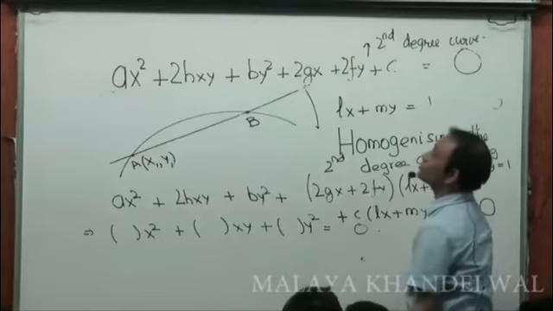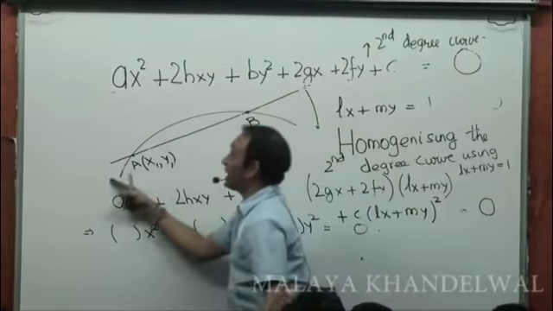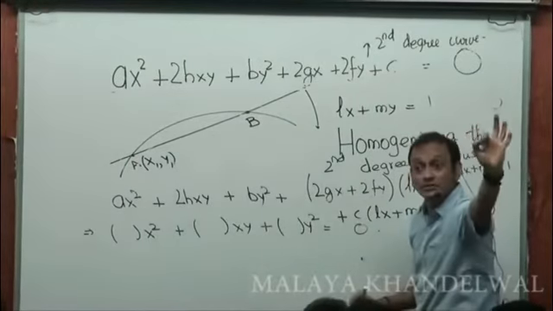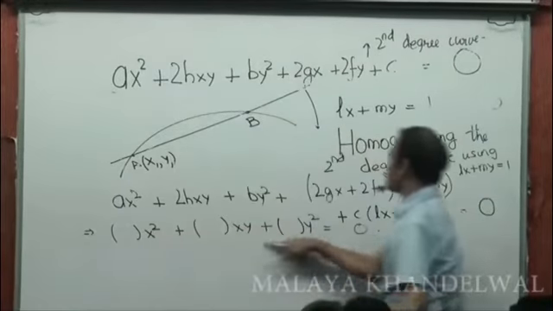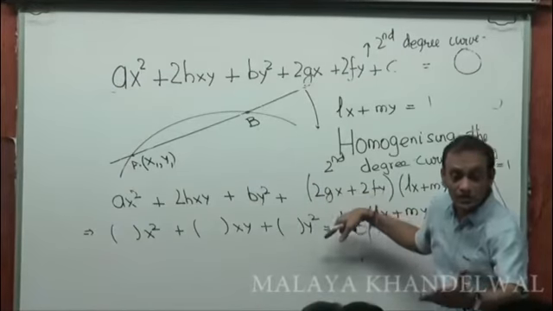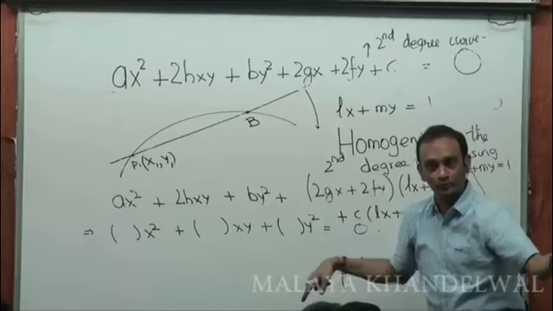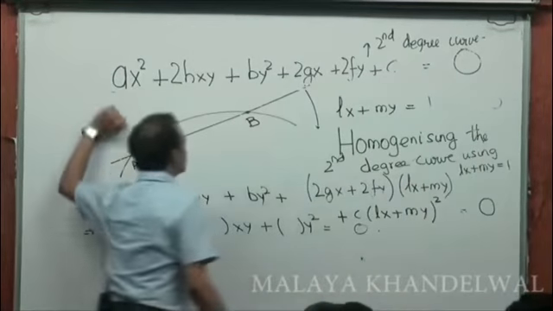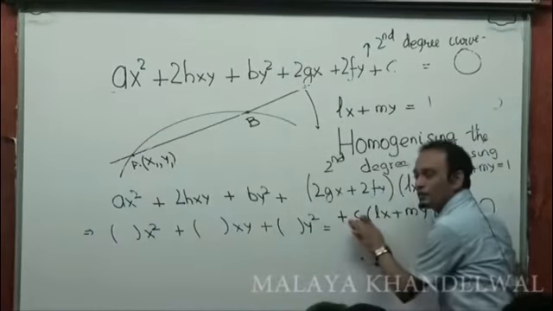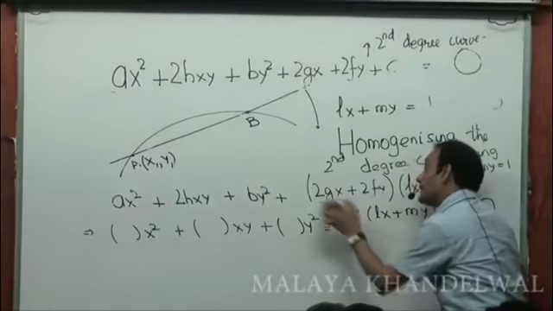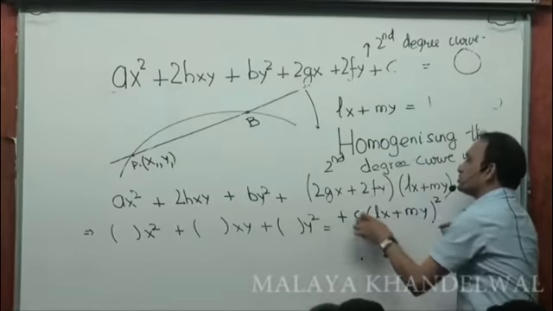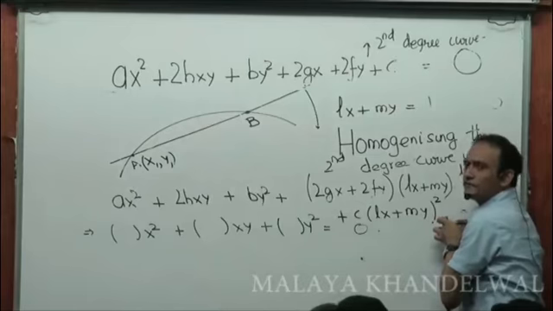Now I want to see if A, which is the point of intersection of this line with this curve, also lies on this homogenized curve or not. I want to examine if A satisfies this equation or not. That's a check that I want to be able to perform. Clear? If this expression becomes 0 when you replace x by x1 and y by y1, then A must be a point on this curve, right?